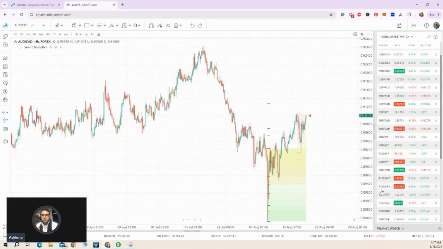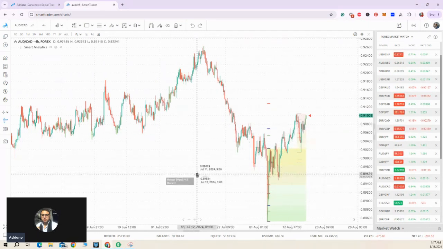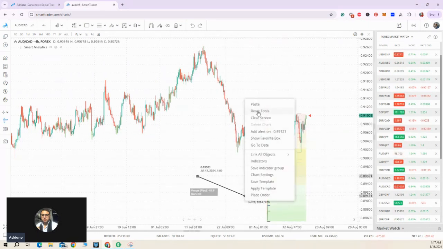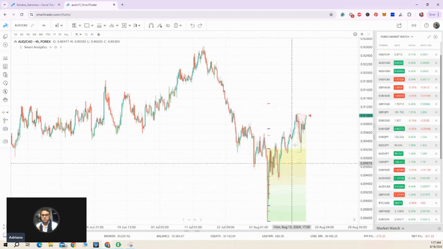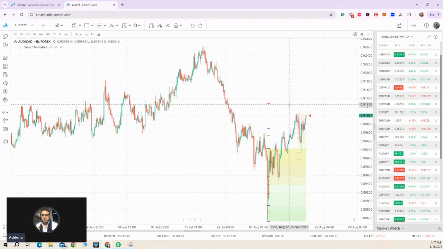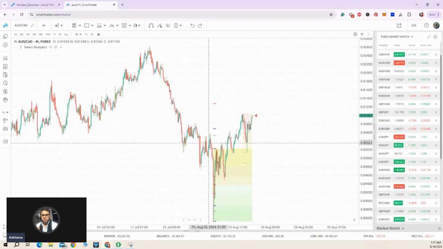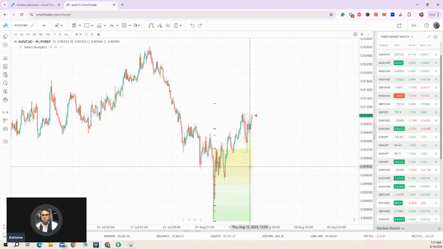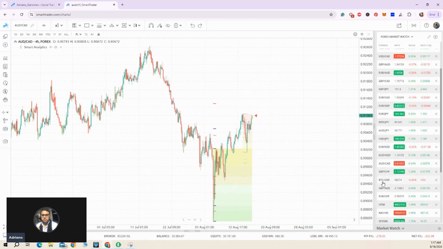AUD CAD. So it's in an upswing. A, B, C. There is a chance that the market is going to hit the D extension. So I'm going to pass on this for now. Maybe I can get something on a lower time frame, maybe H1 or 15 minutes. But I'm going to pass on this for now.